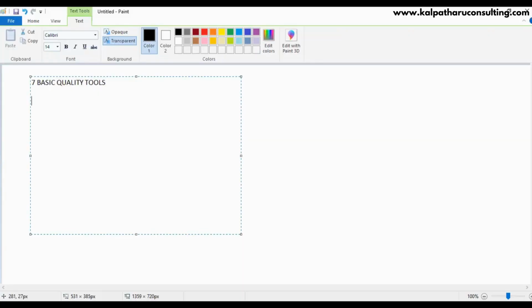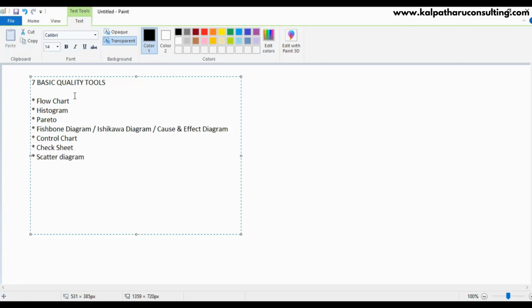7 basic quality tools. Those are flowchart, histogram, Pareto chart, fishbone diagram, which can also be called as Ishikawa diagram or cause and effect diagram. And what else? Control chart, check sheet, and then scatter diagram.